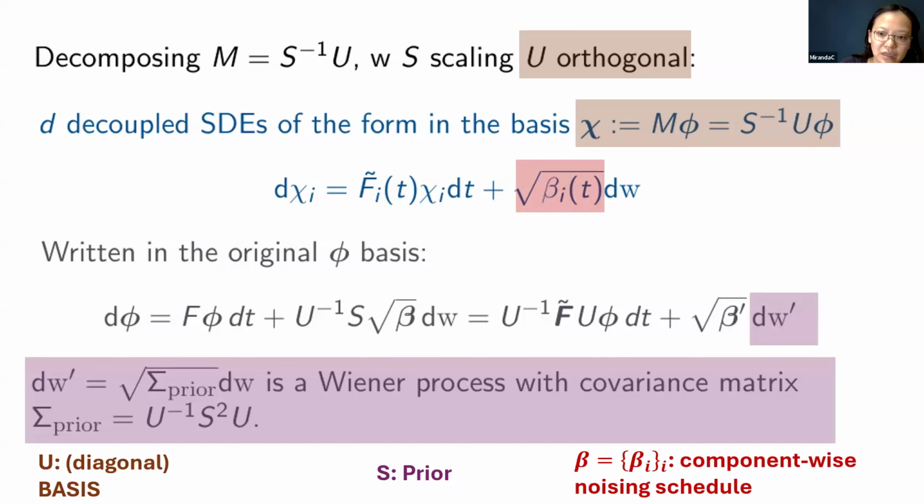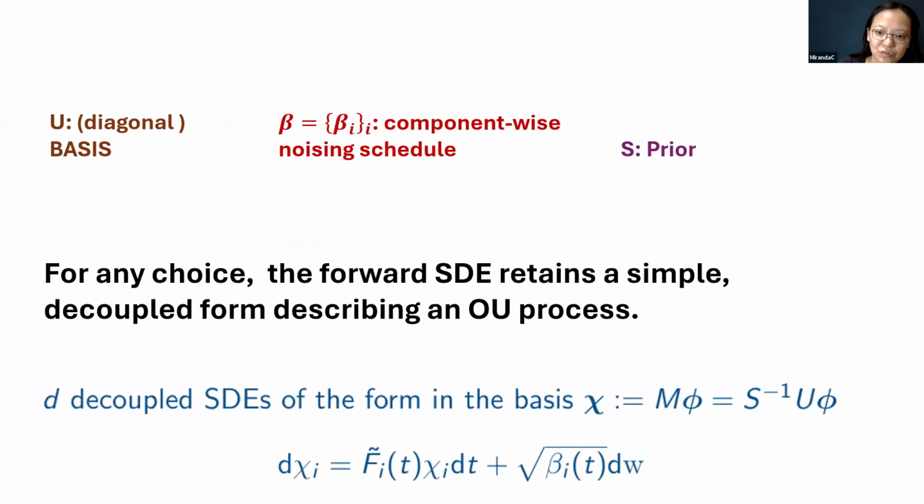Okay. And finally, now we have all the freedom to choose a different beta, so the noising speeds for each component. So this choice of beta, beta now is a vector. Okay, it's a d-dimensional vector, if your data lives in the d-dimensional space. So this will be our component-wise noising schedule. Okay, so you will have one beta for one degree of freedom, one noising schedule for one degree of freedom.